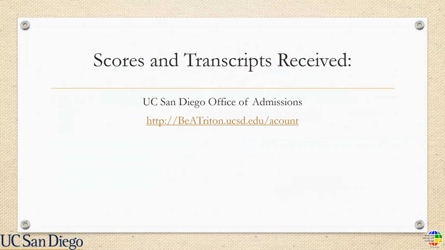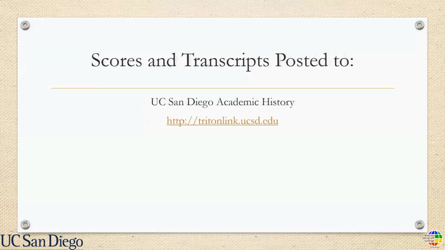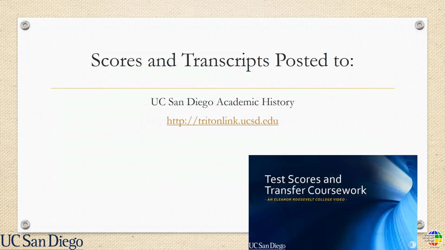To find out if your test scores and transfer coursework have been received by UCSD Office of Admissions, you can check your UC San Diego applicant portal at beyourtriton.ucsd.edu/account, which is the link on the screen. To find out if your test scores and transfer coursework have been posted to your UCSD records by the UCSD Office of Admissions, you can check tritonlink.ucsd.edu periodically, and you can also review the video we sent for a step-by-step guide on how to find your academic history.